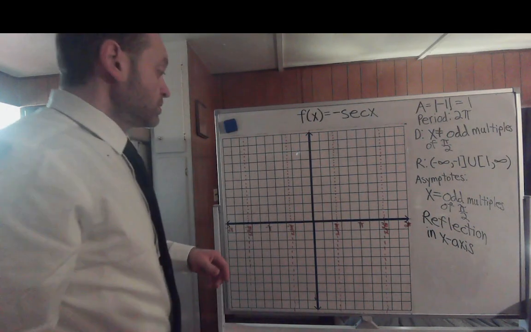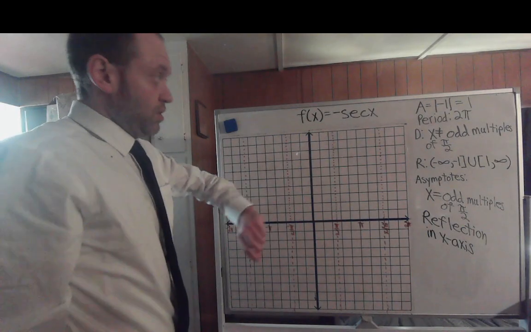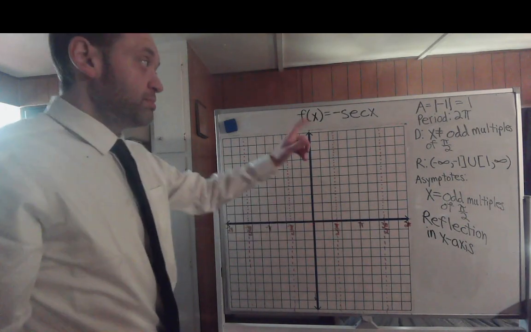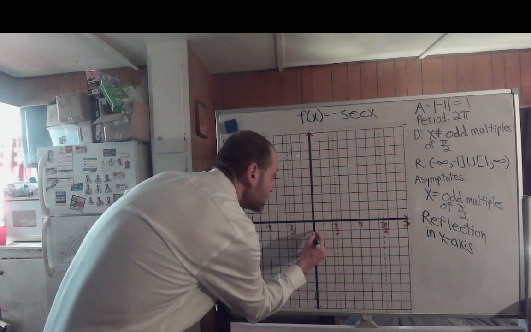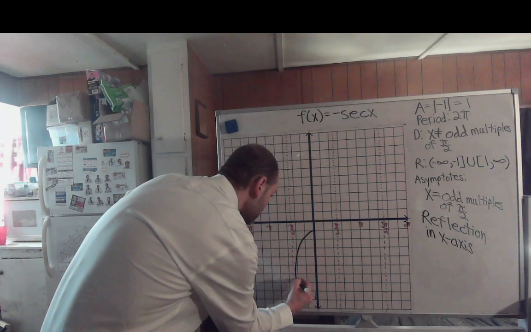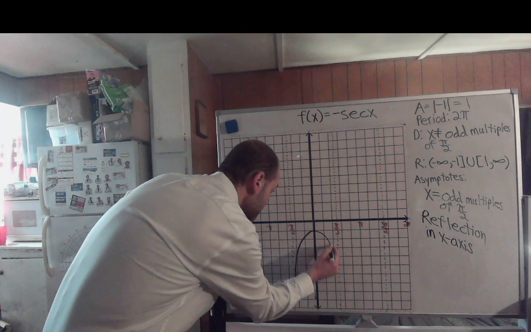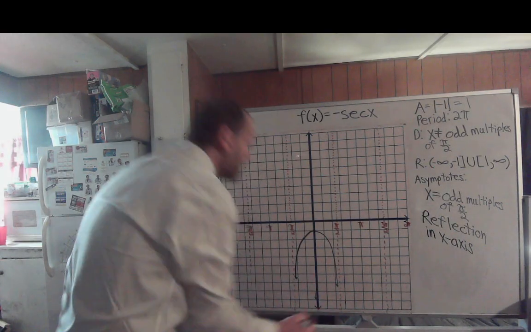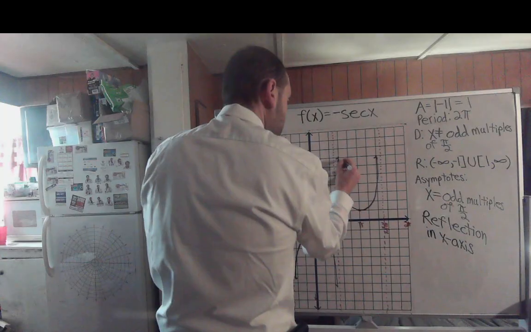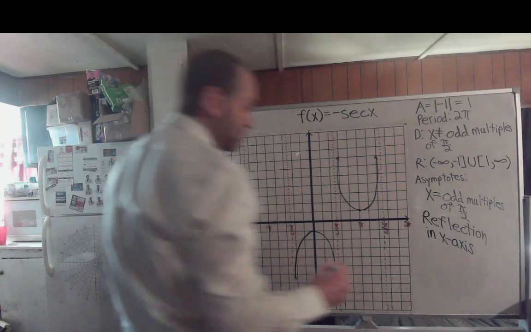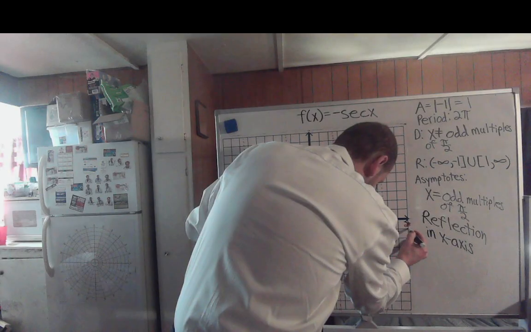Now, let's start at 0. Secant of 0 is normally 1, but if you negate that, you'll actually get negative 1. So let's go down like this. At pi, it's normally negative 1, but if you negate that, you'll get positive 1. And then at 2 pi, it's normally 1, but if you negate it, you'll end up getting negative 1.